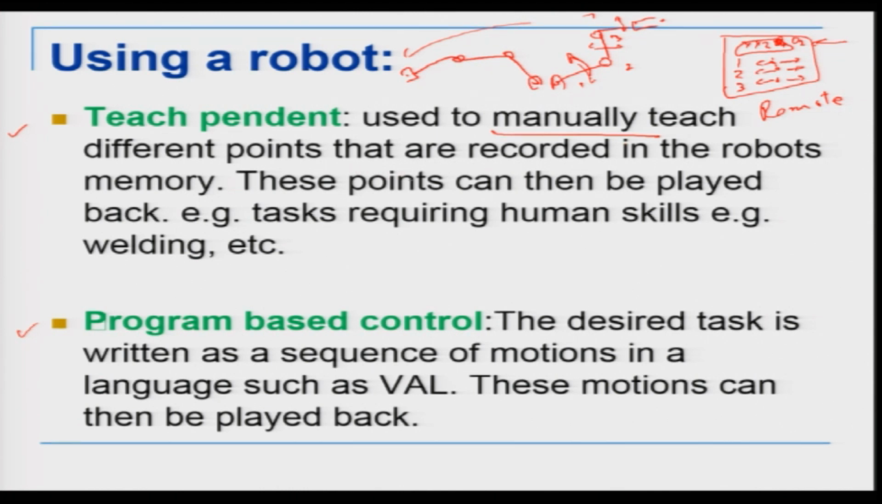When it is being taught, these points can be recorded in the memory of the robot. And once I have recorded these points, I can play it back. So I am moving the robot from here to here, I record all the points by which it is going, and then I can play it back as many times as I want.